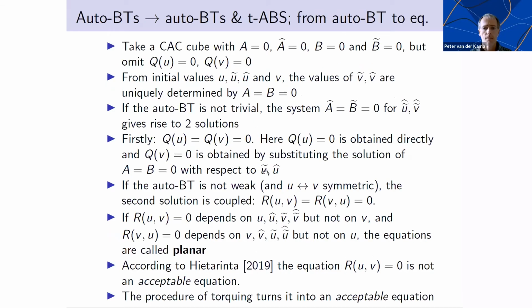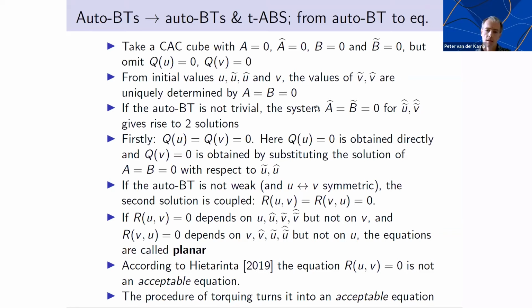All right, so what is the trick? We start with a CAC cube with these four equations, A hat, B, and B tilde. So it means we have the same equation on opposite sides, and we forget about Q. So we have these equations Q, but we forget about them. So we start with just the A and the B equations, and we're trying to solve. So we can find the values of V hat and V tilde from A and B, setting A and B equal to 0.